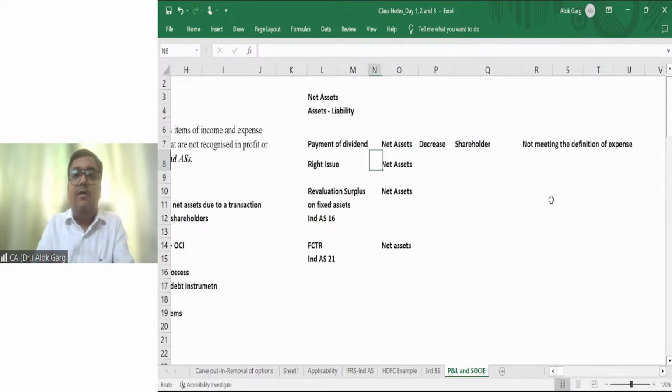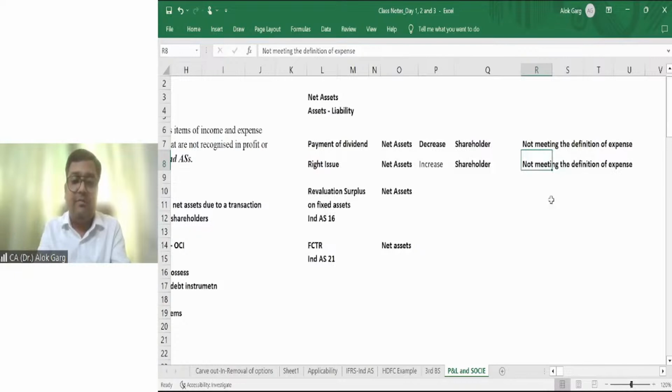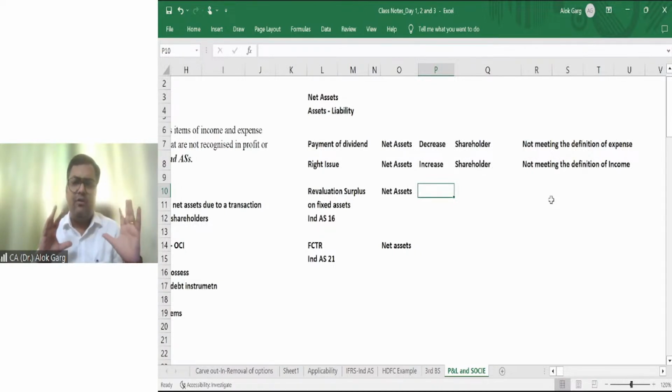No P&L. Rights issue. By rights issue, net assets will increase because the equity share capital will come. But this transaction is with shareholder, so it is not meeting the definition of income. Is that clear, friends? I am just giving you why the concept of other comprehensive income came. Before that, I am telling you the concept of income and expense.